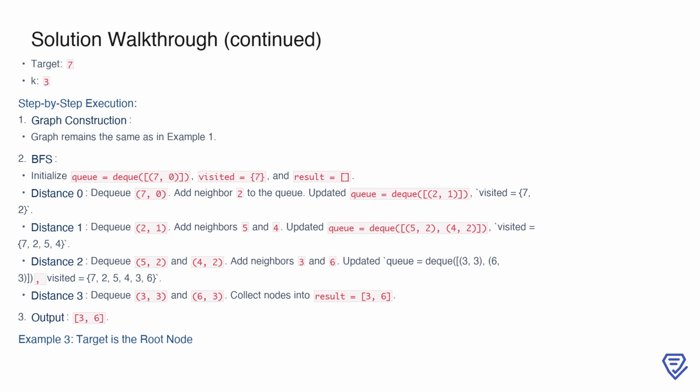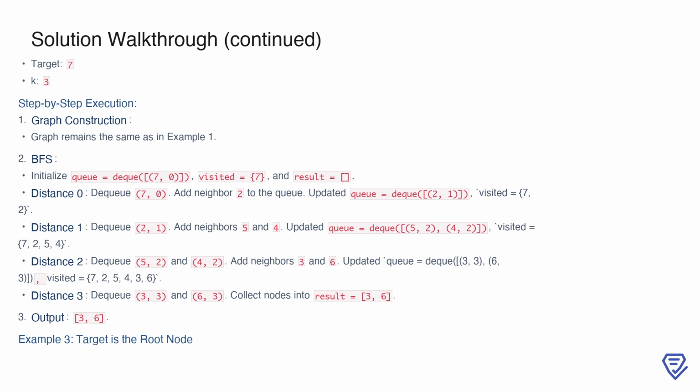At distance 0, we process node 7 and add its neighbor, 2, to the queue. The queue becomes [2, 1], and the visited set updates to {7, 2}. At distance 1, we process node 2, adding its neighbors 5 and 4 to the queue. The queue becomes [5, 2, 4, 2], and the visited set updates to {7, 2, 5, 4}.